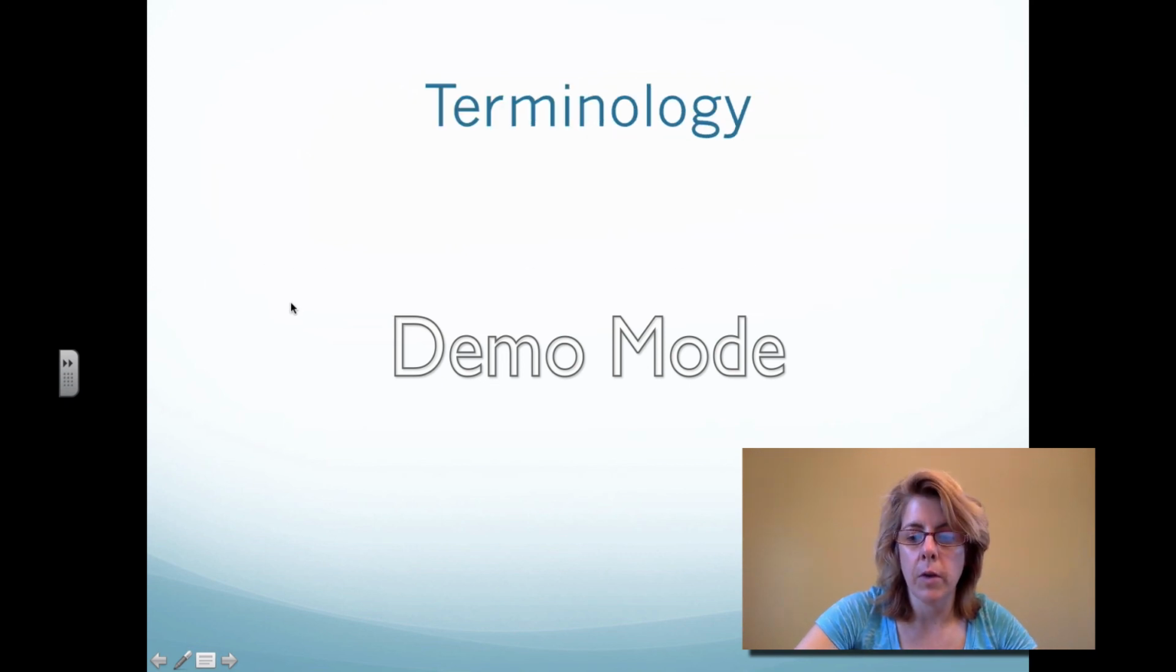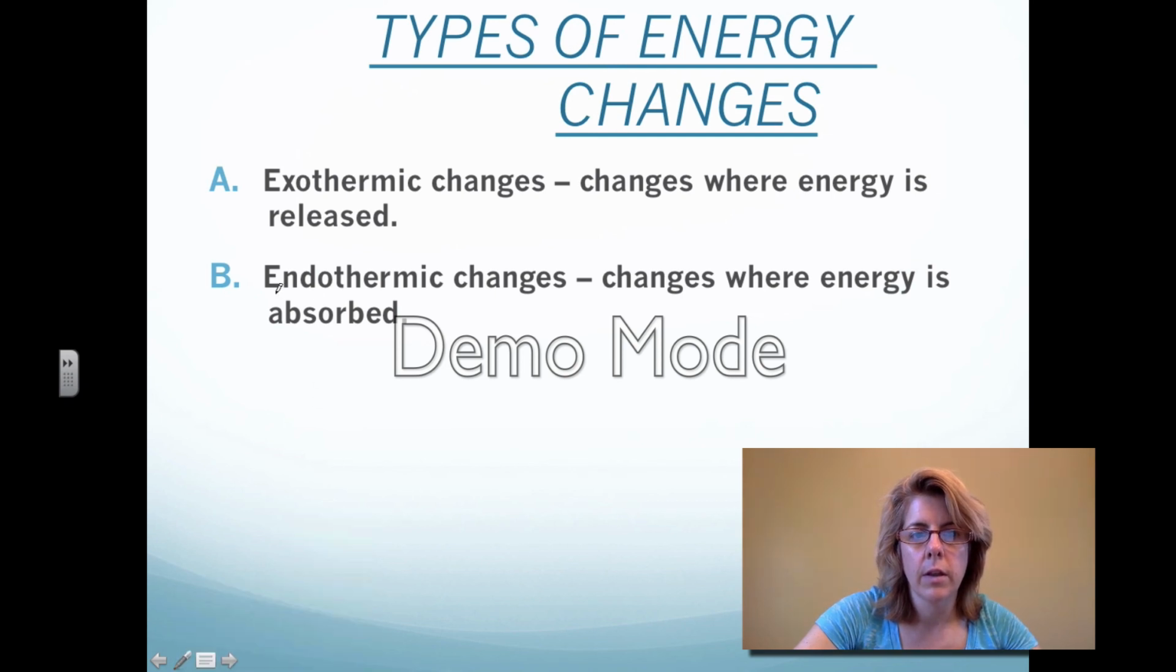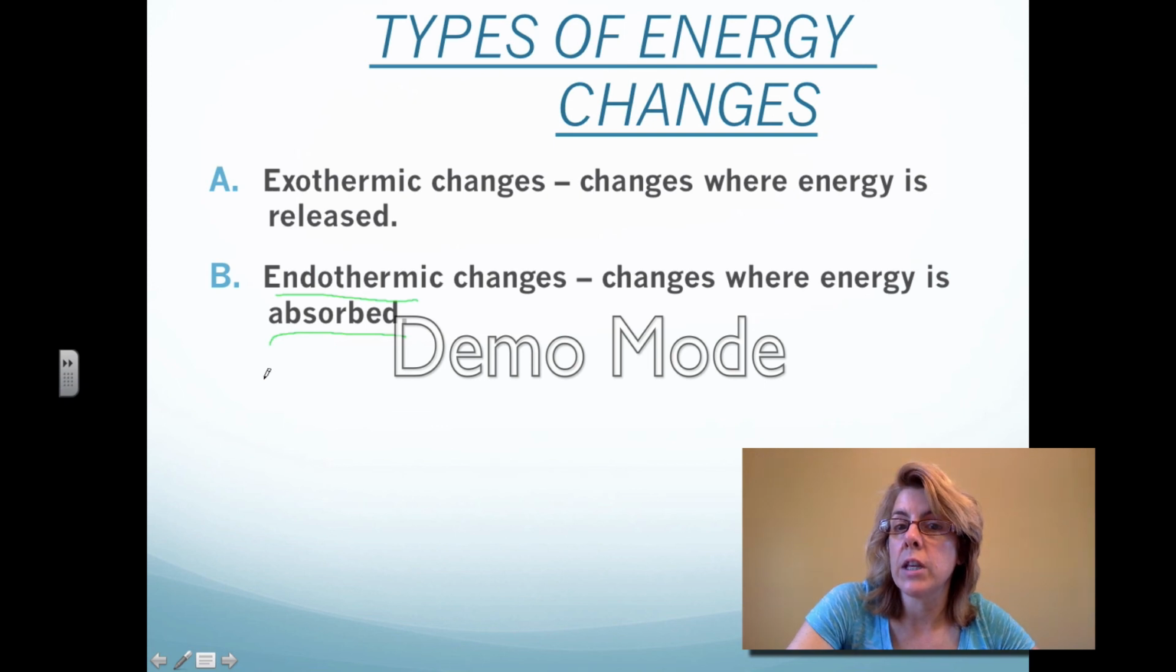Endothermic change. Okay, so endothermic change, we're essentially looking at changes where energy is absorbed. So you might notice some of the cold packs that you've come across maybe in your experiences as an athlete. Your warm body is essentially giving off heat to that cold pack. And that cold pack is essentially taking in energy.